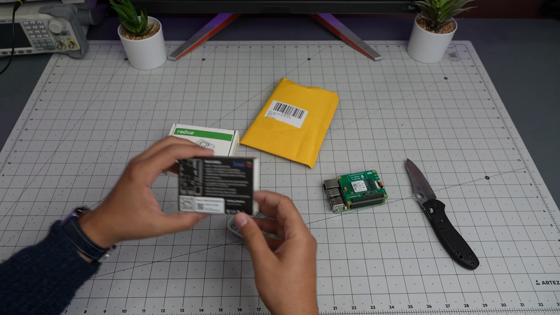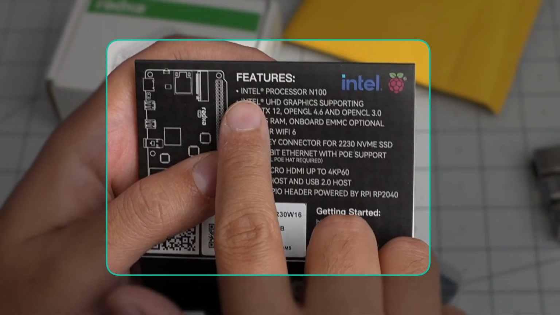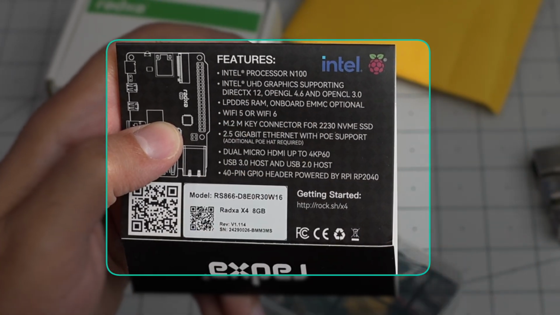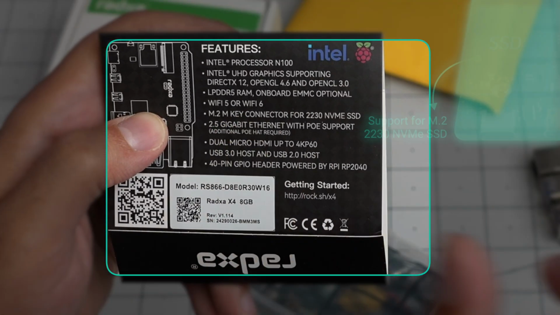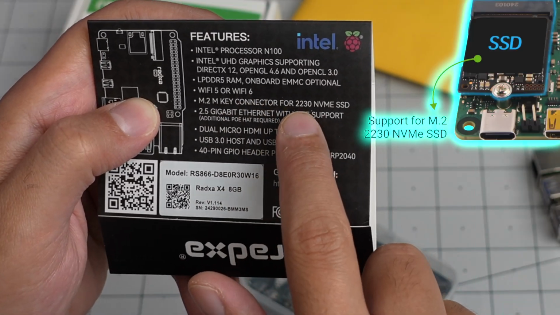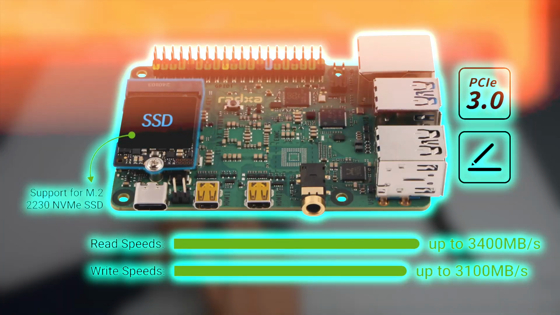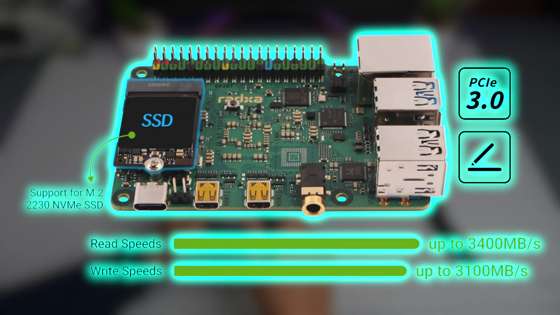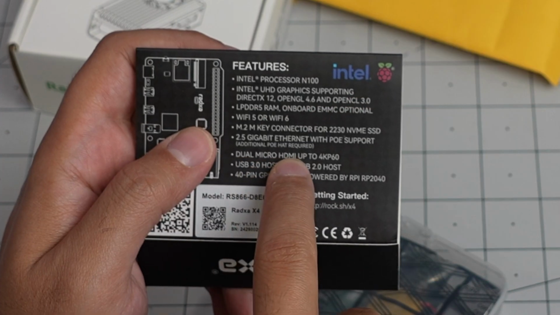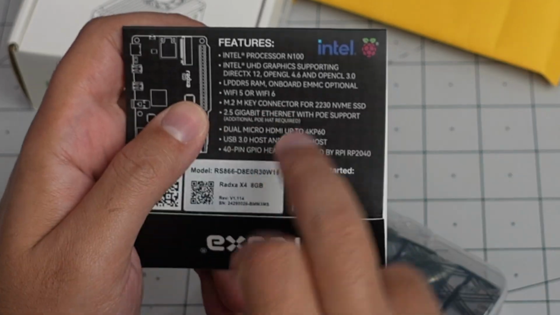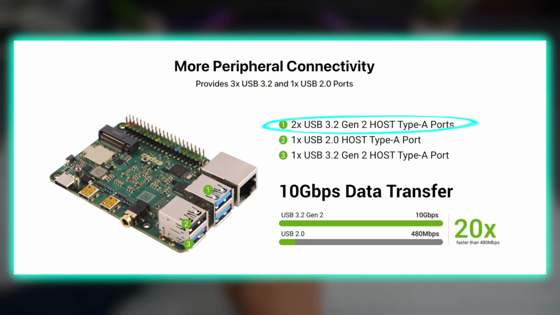Okay, so on the box, that's exactly what I was explaining. Intel N100, UHD graphics, LPDDR5 on board, Wi-Fi 5 or 6, this is with Wi-Fi 6, M.2 M key, which is the connector for a 2230 NVMe SSD. And I know that I checked it beforehand. The M.2 M key connector supports PCIe 3 with 4 lane speed, so x4, okay? Dual micro HDMI up to 4K 60fps and USB 3. And I also checked that. So the USB 3s are USB 3.2, and they are 10 gigabit speeds.